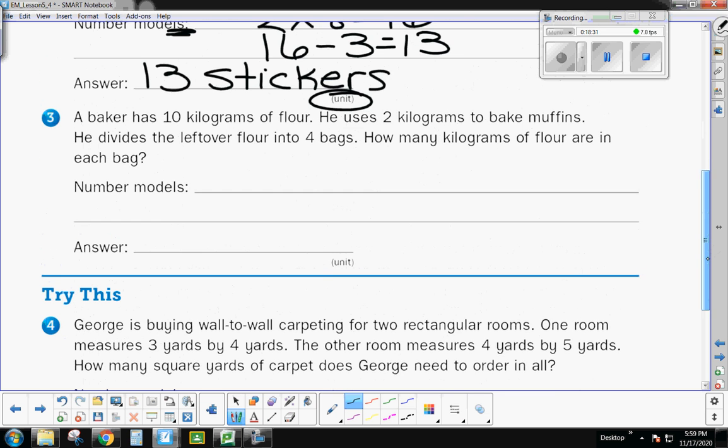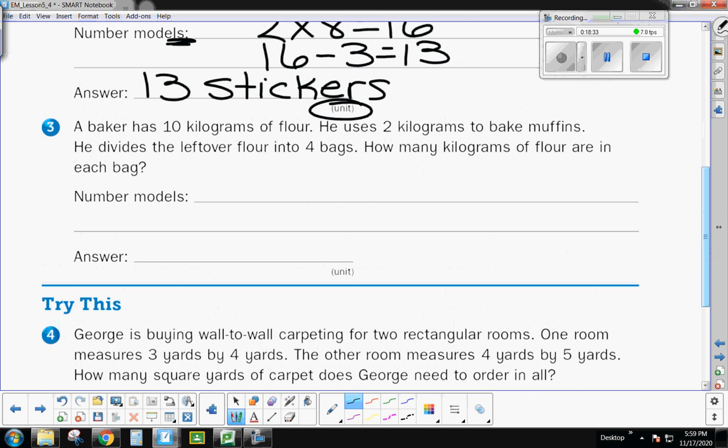All right, and then number 3, a baker has 10 kilograms of flour. He uses 2 kilograms to bake muffins. He divides the leftover flour into 4 bags. How many kilograms of flour are in each bag? Whew, lots of going on here. So I'm just going to start drawing a picture. A baker has 10 kilograms of flour. So there's his 10 kilograms of flour. This is flour, okay?